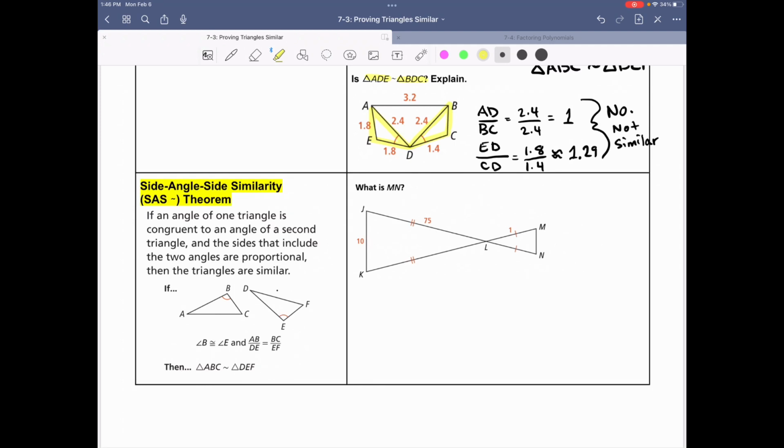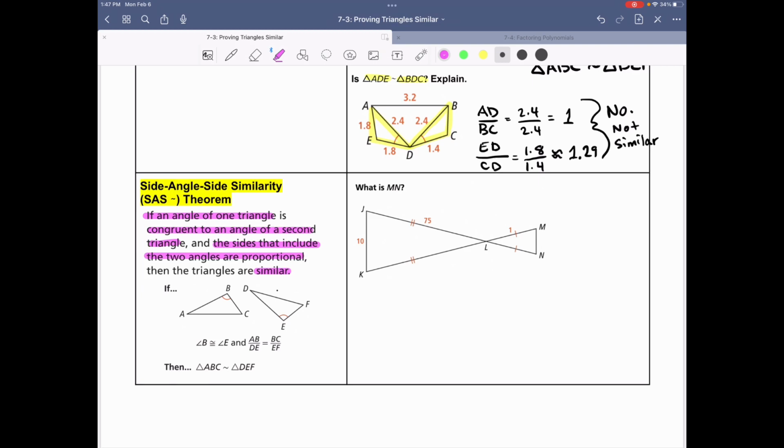Next we have the side angle side similarity theorem. So the last one was side side side. This one's side angle side. If an angle of one triangle is congruent to an angle of a second triangle, and the sides that include the two angles are proportional, then they're similar.